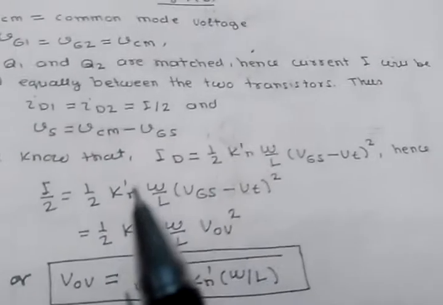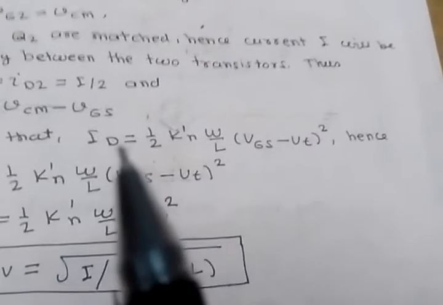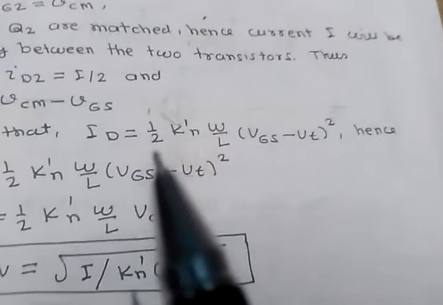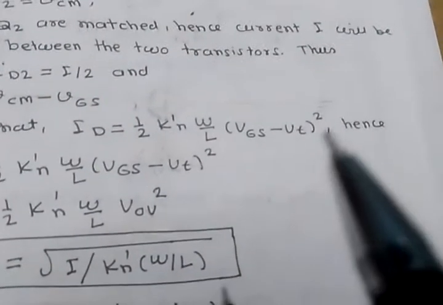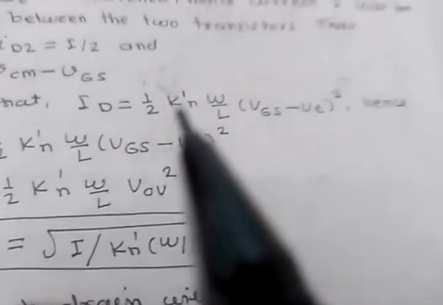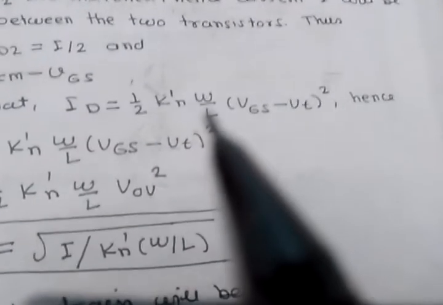Now we already know the drain current of a MOSFET is given by ID equals 1 by 2 K dash W upon L into (VGS minus VT) whole square, where K dash is the transconductance process parameter, W is the width of channel, L is the length of channel, VT is the threshold voltage required to induce the channel in the MOSFET.